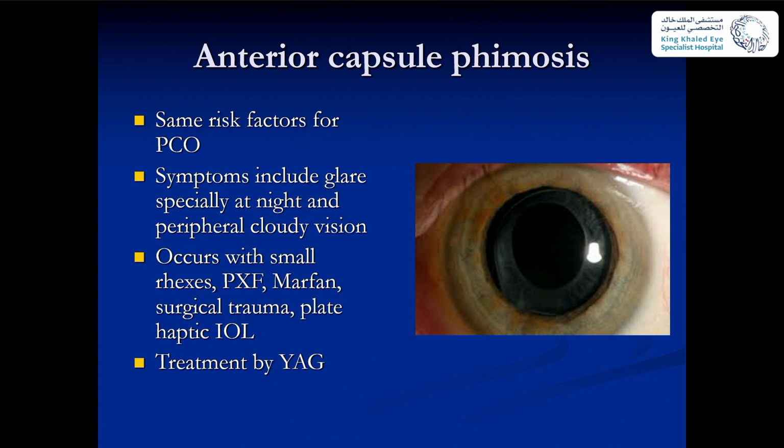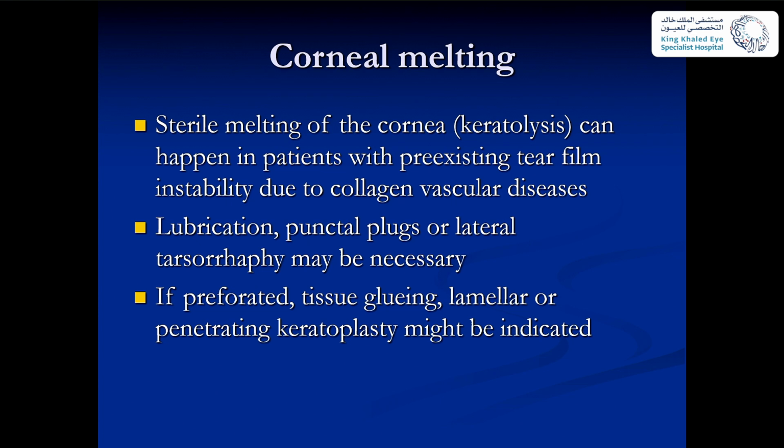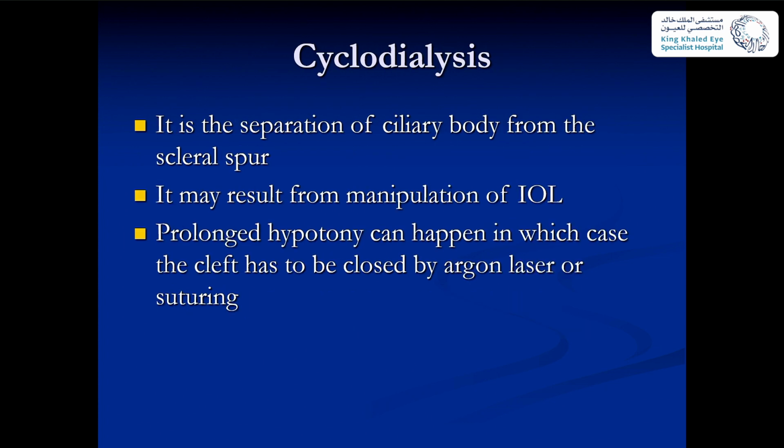Corneal melting, or sterile melting of the cornea, keratolysis, can happen in patients with pre-existing tear film instability due to collagen vascular disease. We have to do lubrication, punctal plug, and lateral therapy can be necessary unless it is perforated. If it's perforated, we can use tissue glue, lamellar, or penetrating keratoplasty.